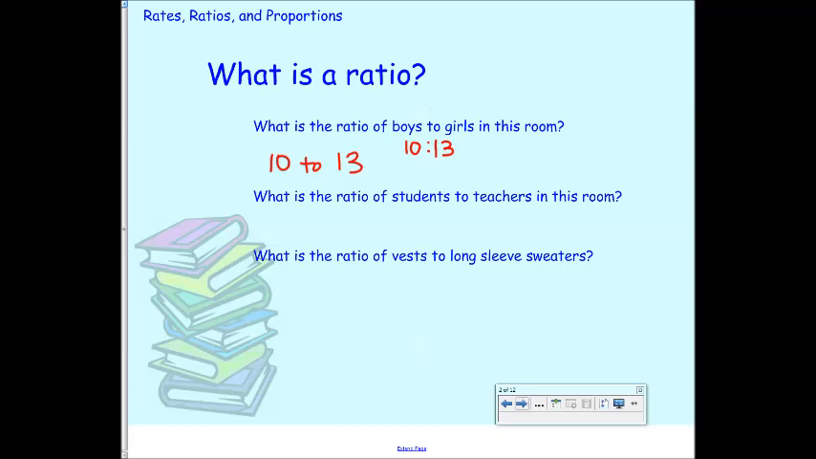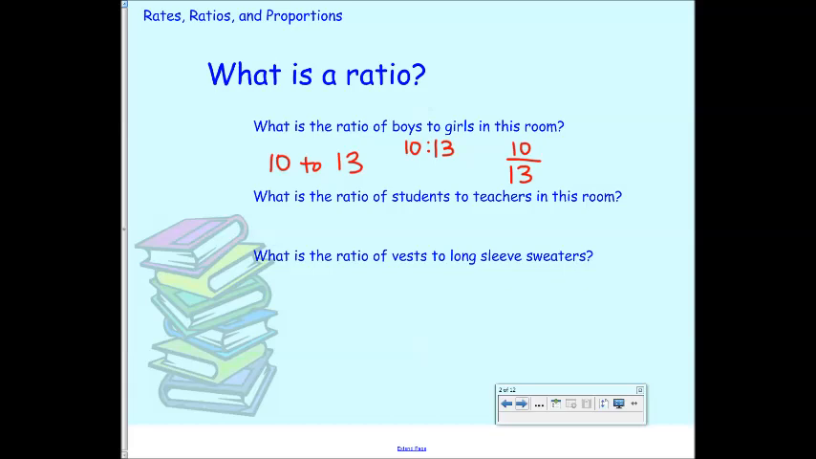Okay, and then there's one other way. Yep, 10 over 13. This is going to be the most common way that you'll see it, 10 over 13, because it's going to allow us to set up proportions. So for the most part, you will see it written as a fraction, but you want to be able to recognize that all 3 of these things mean the same thing.